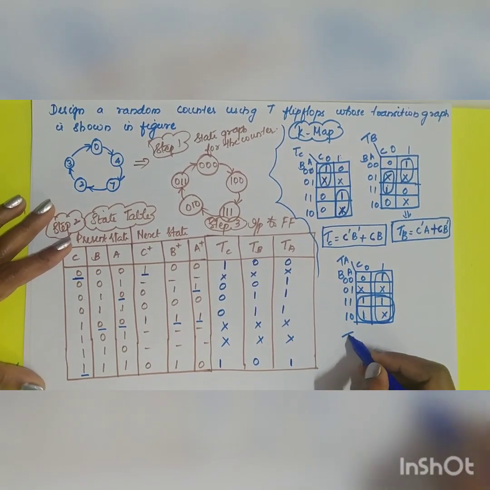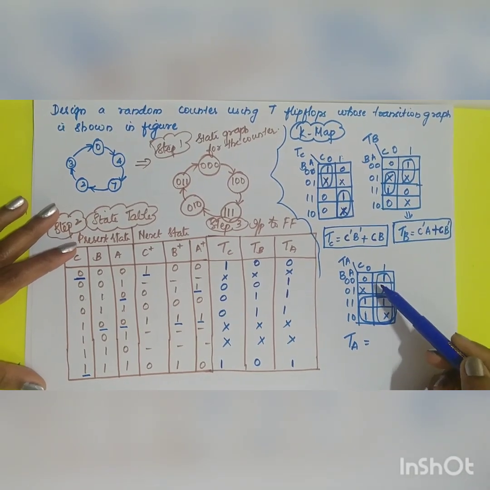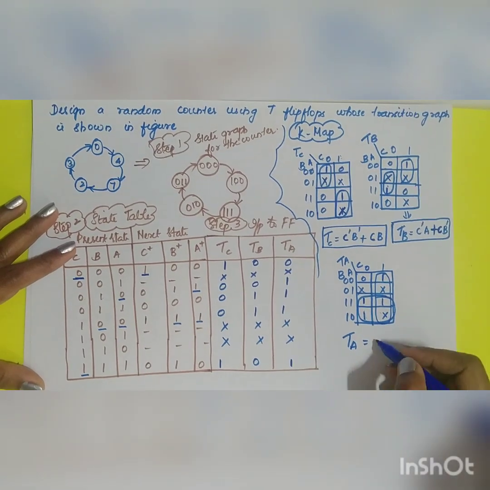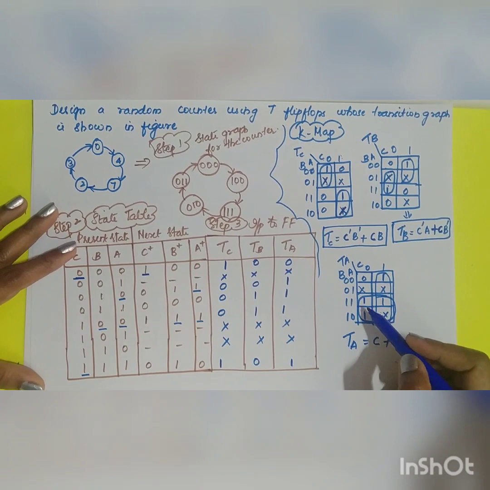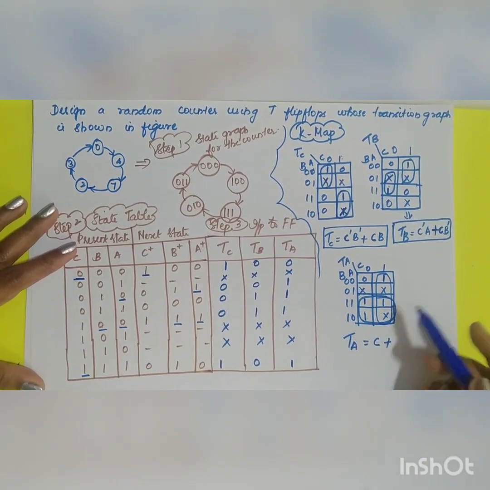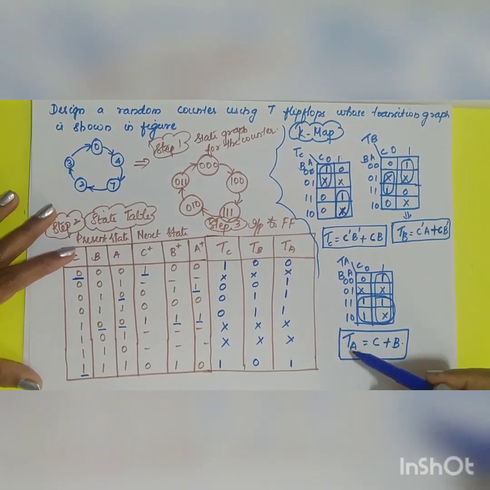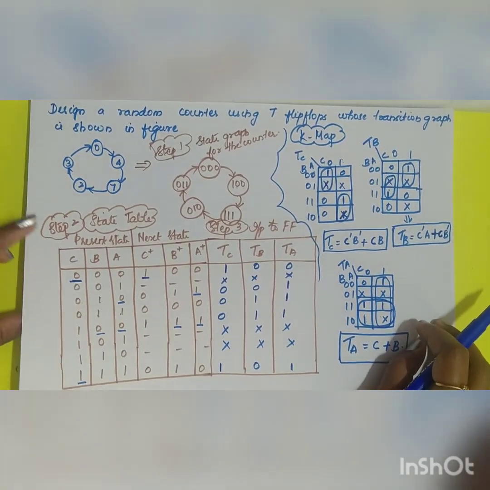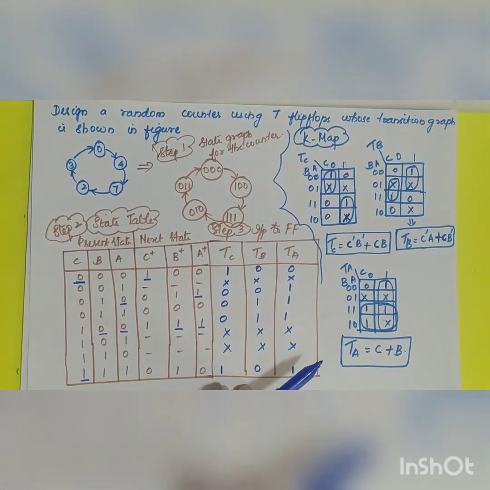Okay. So what will be your TA now? TA will be equal to, so A C plus, here you have 0, 1 cancel. So you have 1, 0 cancel. You have only B, C plus B. So TA will be equal to C plus B. So these are the three inputs what you have got. Now you can just draw it using a T flip-flop. So how will you draw it using a T flip-flop?